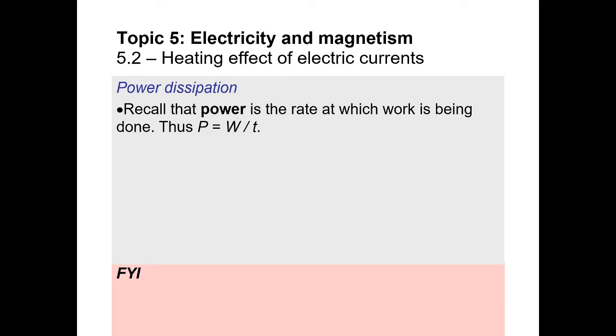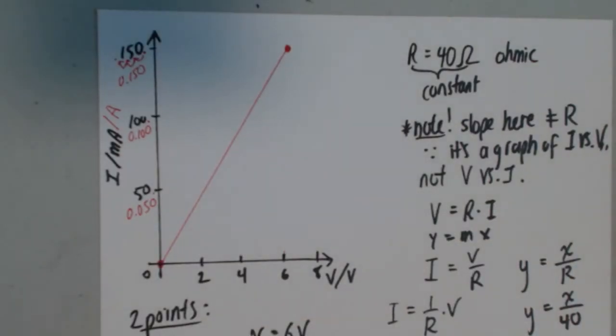So even though it says recall, for you, it's just going to be, guess what? Power is the rate at which work is being done. Okay, so power is equal to work divided by time. So that's what the W stands for. It does not stand for weight. It stands for work.